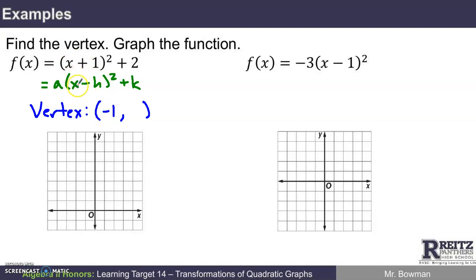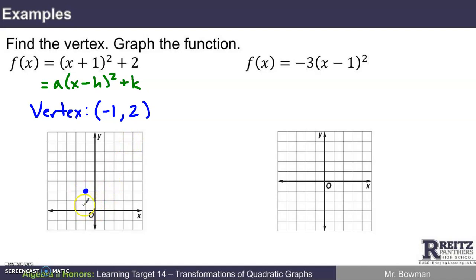Right? Like if it says x minus negative 1, then that would be x plus 1. So h is negative 1. And what's k? k is 2. The vertex of this graph is at negative 1, 2.